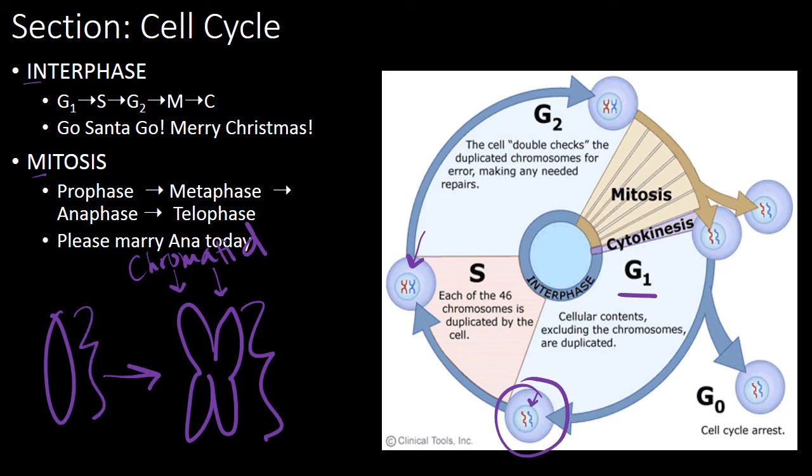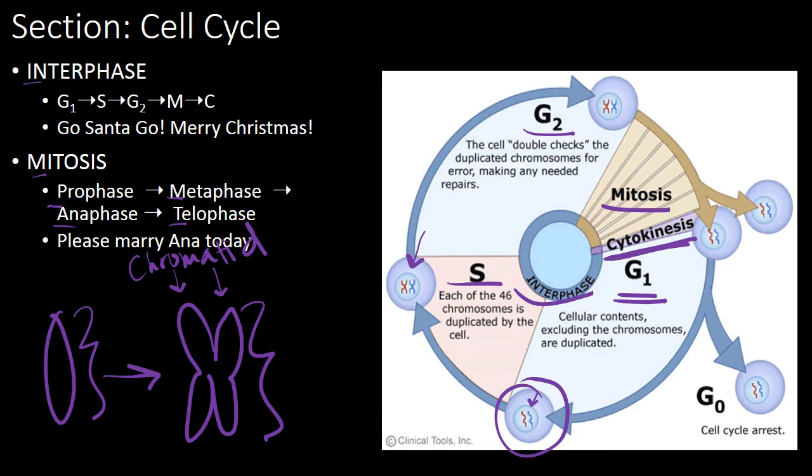Alrighty, so G1, copy organelles. S, I copy DNA. And then I go into G2. What happens in G2? I double check. I go through checkpoints to ensure that nothing is wrong. And then I actually enter into mitosis. Remember, the stages of mitosis are going to be prophase, metaphase, anaphase, telophase. And then lastly, I get to cytokinesis. So if I ask you about the cell cycle, the phases are interphase, mitosis, and cytokinesis. Those are the big ones.